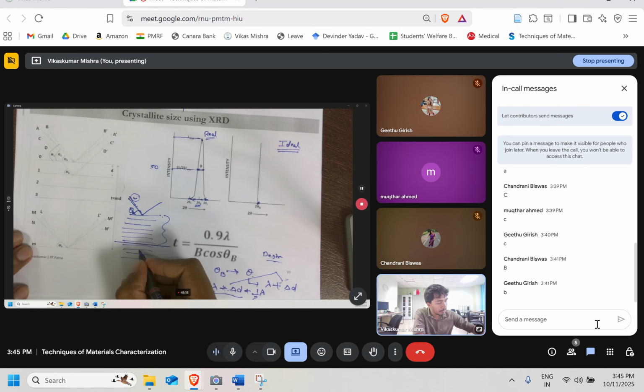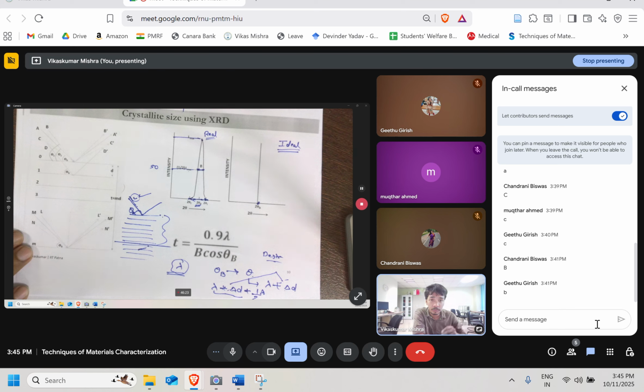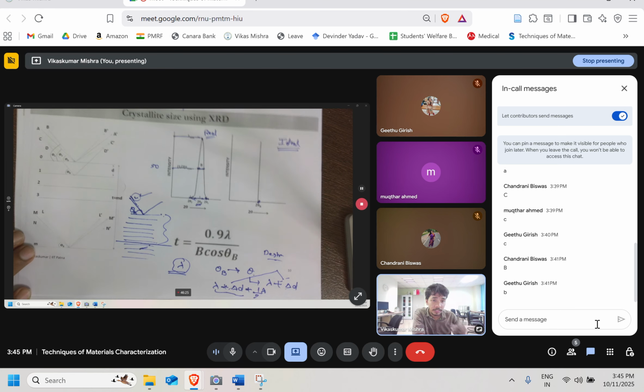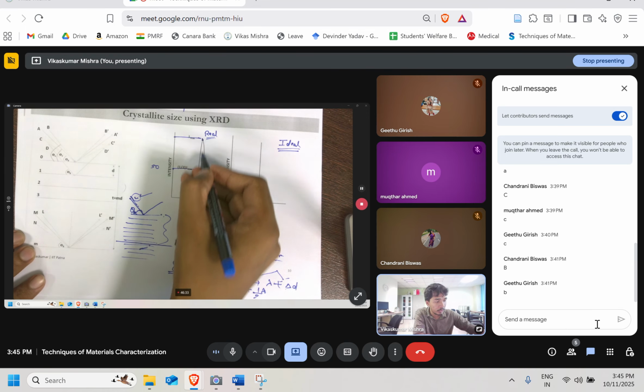Initially, the destructive interference was coming from the X-ray wave from this plane. Now it won't be able to come, so it's not going to cancel out. Since the destructive interference is not going to happen, the intensity will not be zero. It will have a certain intensity, and that is the reason it forms the hump.